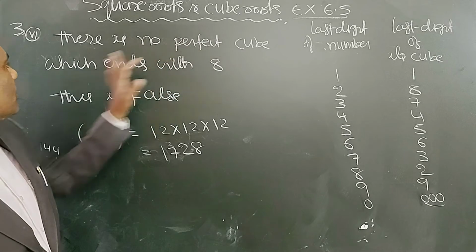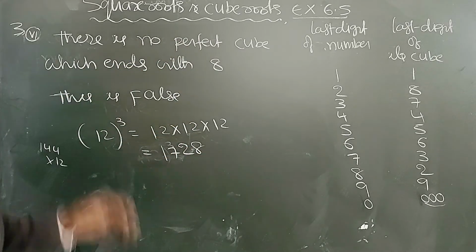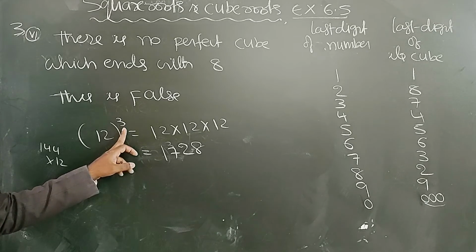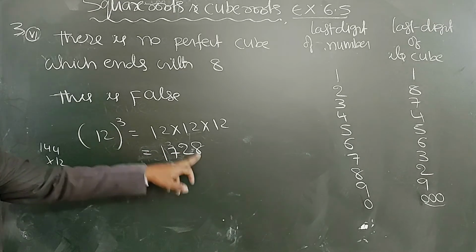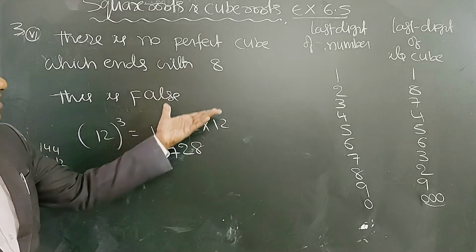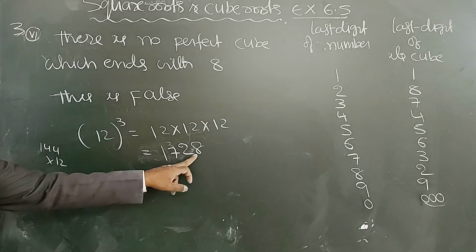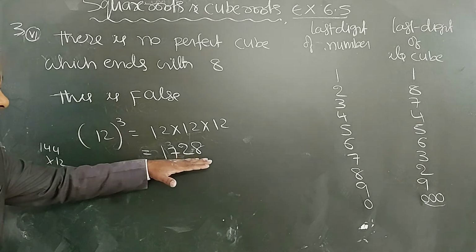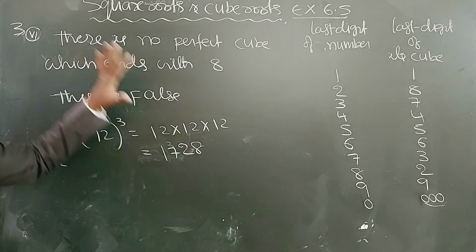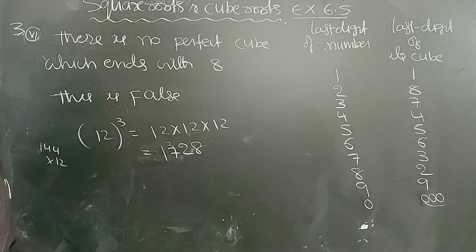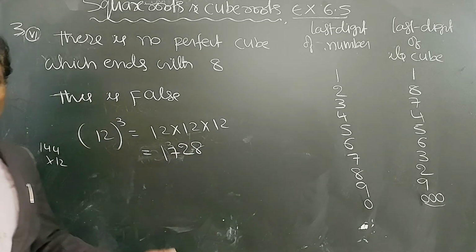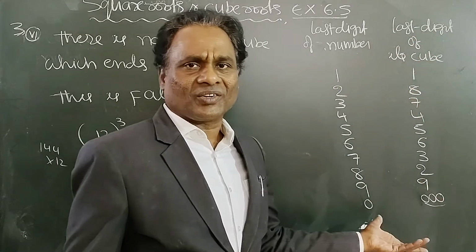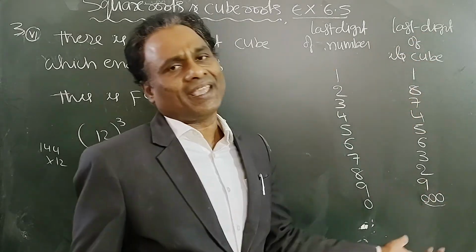There is no perfect cube which ends with 8 means it is a wrong statement. This is a false statement, because if you cube some number, there is a possibility that we may get 8 in the last digit. It is not that the cube of a number will not have 8 in the last digit. So the statement is false. For a few numbers, the last digit of the cube may be 8.